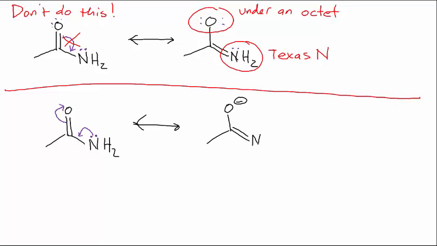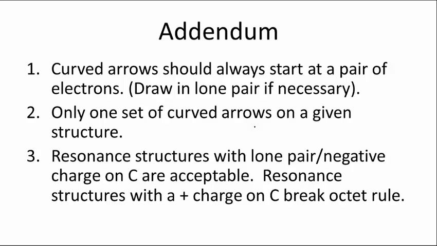You don't need to draw in every lone pair on the structure. That's not necessary. But when you start an arrow at a lone pair, draw that lone pair in. All right? That's the first point I wanted to bring up.